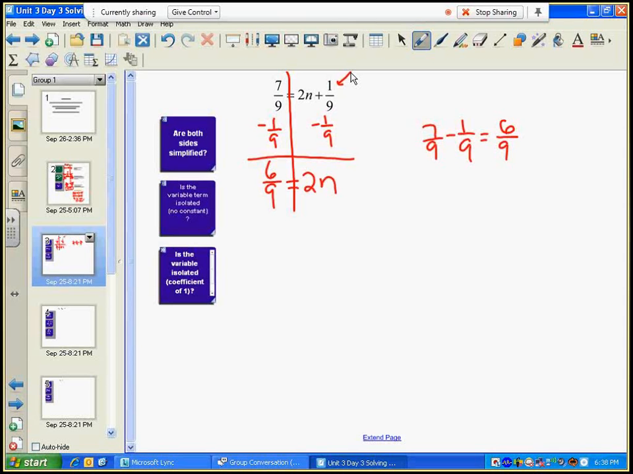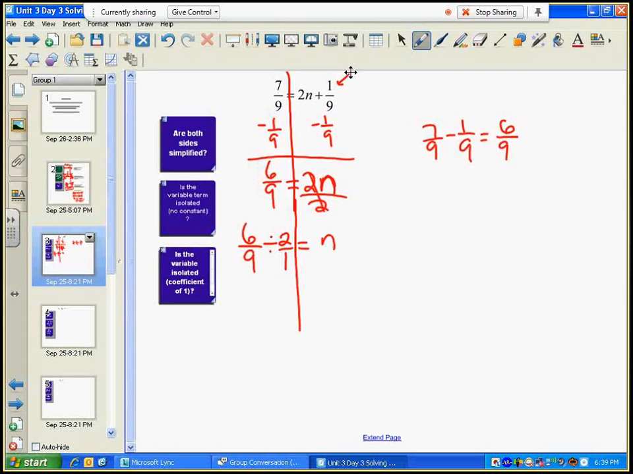Looks good. Okay, now my next question is, is my variable isolated? Is the coefficient of this guy 1? Nope. So it's not 1, it's multiplied by 2. So now I have to divide by 2. So actually, let me write that. 6/9 divided by 2 over 1 equals, and this is going to cancel out, so I'll have n.